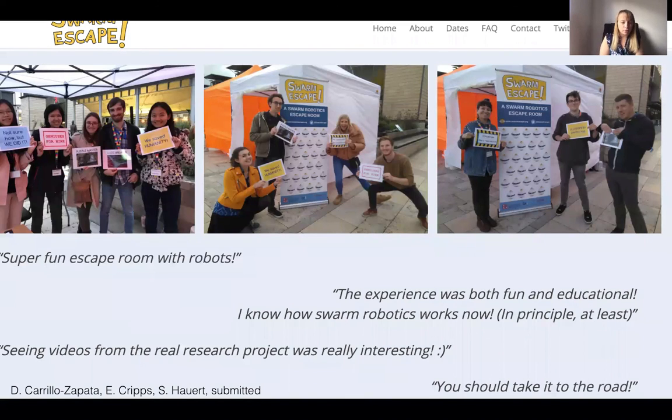And we do a lot of public outreach as well. So this is Swarm Escape. And a proper escape route takes you between 30 minutes to an hour to break out, where you learn about swarm robotics while having fun.